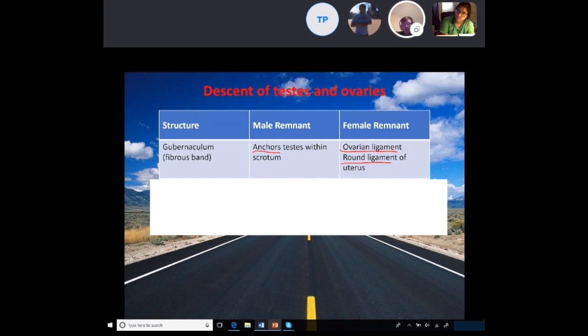So if a man had an issue with the gubernaculum, what kind of pathology might they be seen with? Undescended testes. What do we call that? The fancy term for it. But what if I said the fancy term for the testicle is hiding?